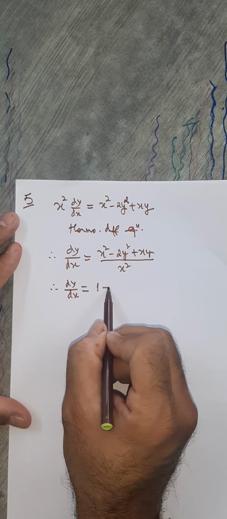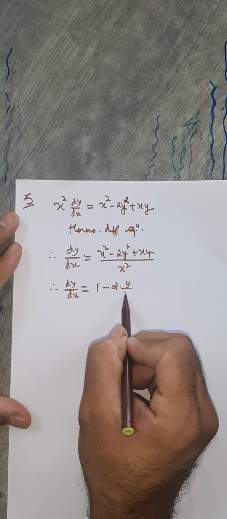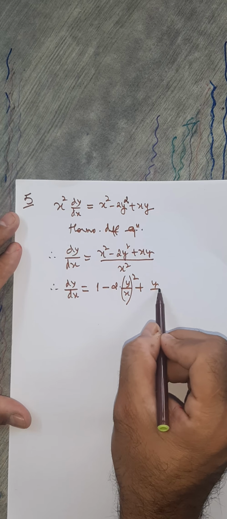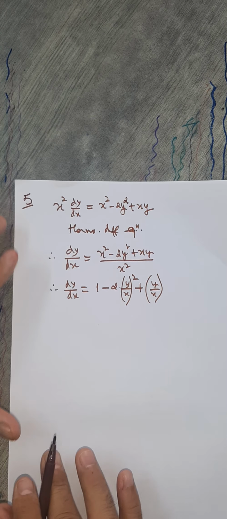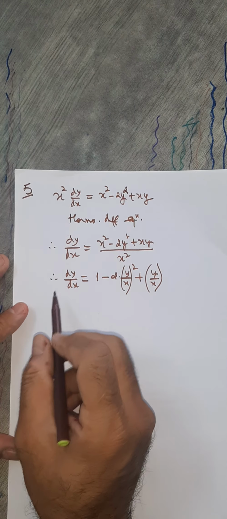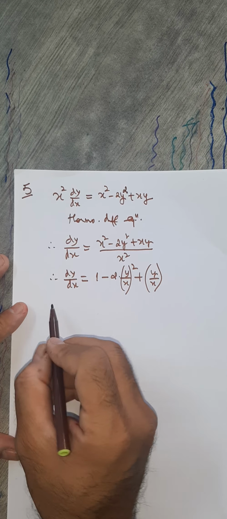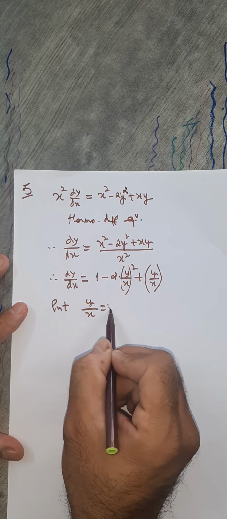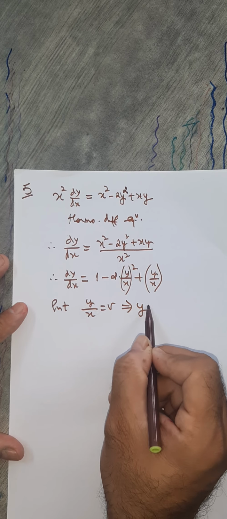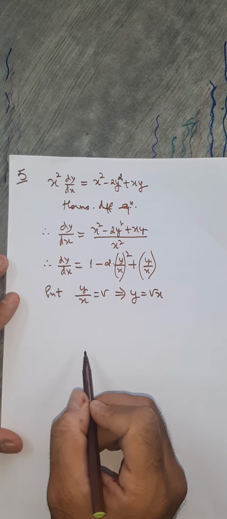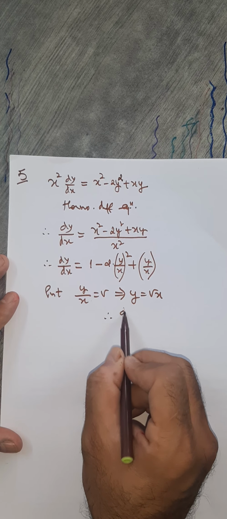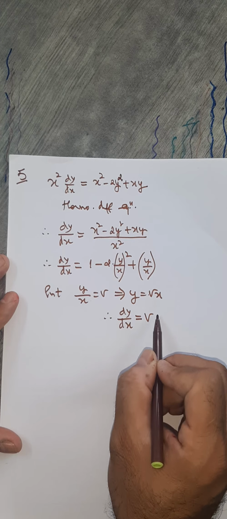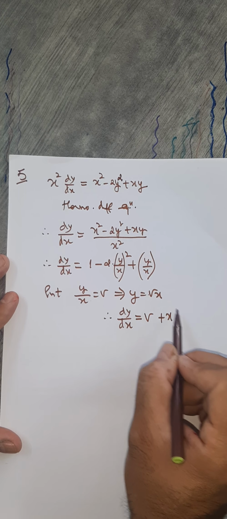x²/x² is 1, minus 2 times (y/x) the whole square, plus here one x will get cancelled, so this is y/x. Fine. Now substitution. You could have dropped this step, remember. Directly also you could have taken the substitution. Put y/x equals v substitution. That is y equals vx. Now differentiation of dy/dx. On the right hand side, product rule: v as it is, here 1, plus x as it is.